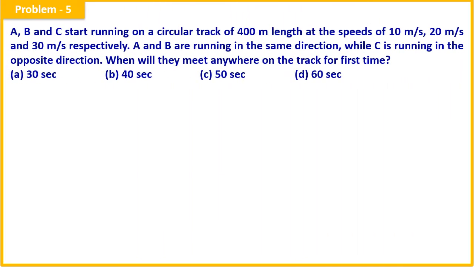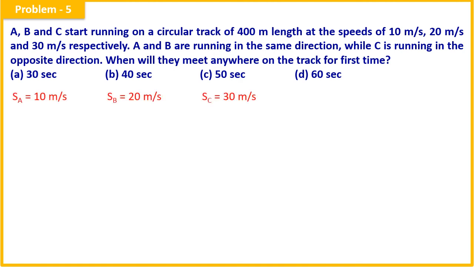Problem 5. A, B and C start running on a circular track of 400 meter length at the speed of 10 meter per second, 20 meter per second and 30 meter per second respectively. A and B are running in the same direction while C is running in the opposite direction. When will they meet anywhere on the track for the first time?